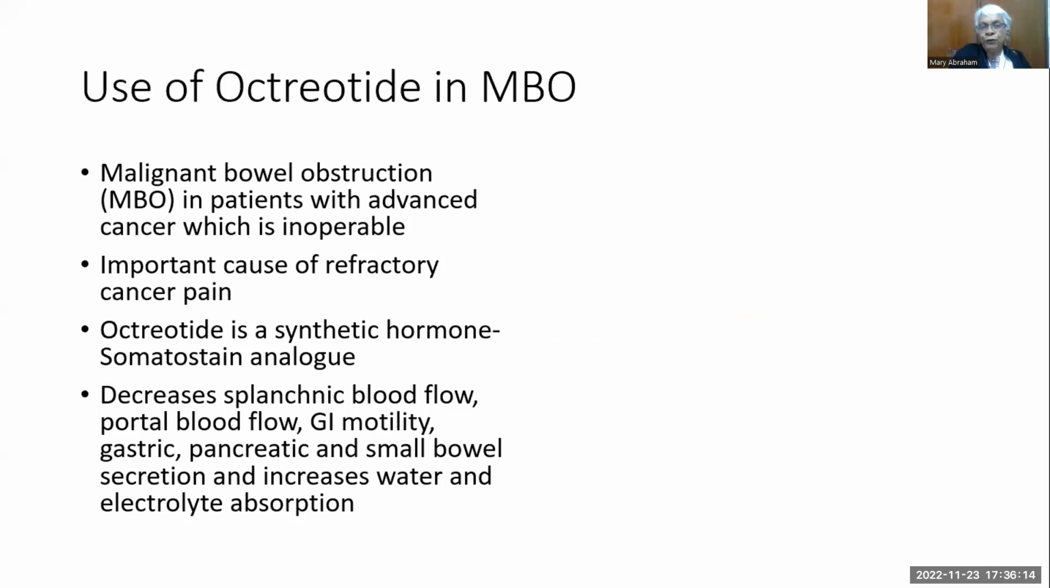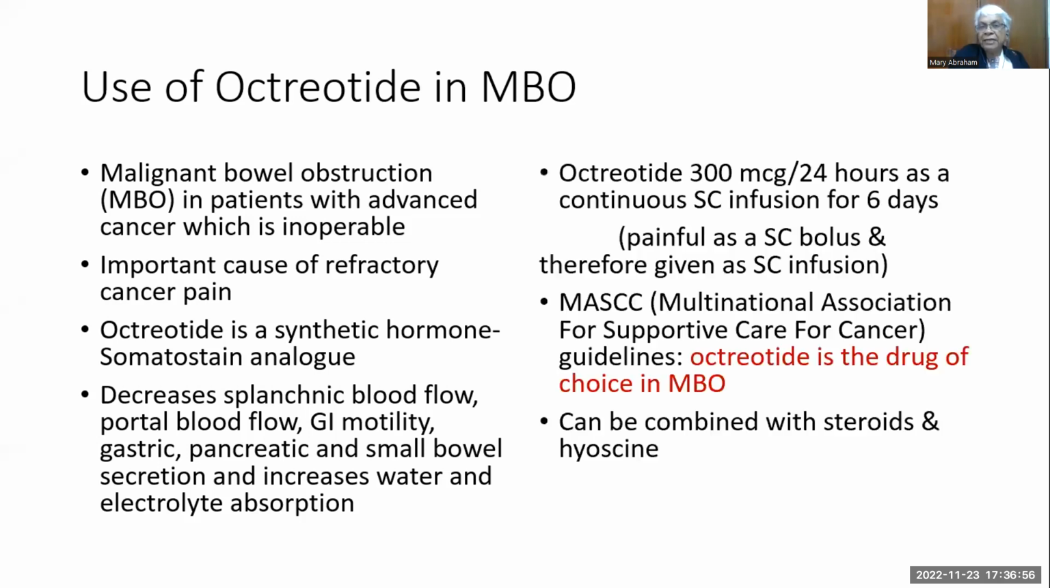Now, what is the use of octreotide in the treatment of bowel obstruction? Malignant bowel obstruction in patients with advanced cancer is quite often encountered, particularly when it is an inoperable case, and it's an important cause of refractory pain. Octreotide is a synthetic hormone, a somatostatin analog. How does it act? It decreases the splanchnic blood flow, improves the portal blood flow, decreases the GI motility, decreases gastric, pancreatic, and small bowel secretions, and increases water and electrolyte absorption. That is how it can relieve the intestinal obstruction.